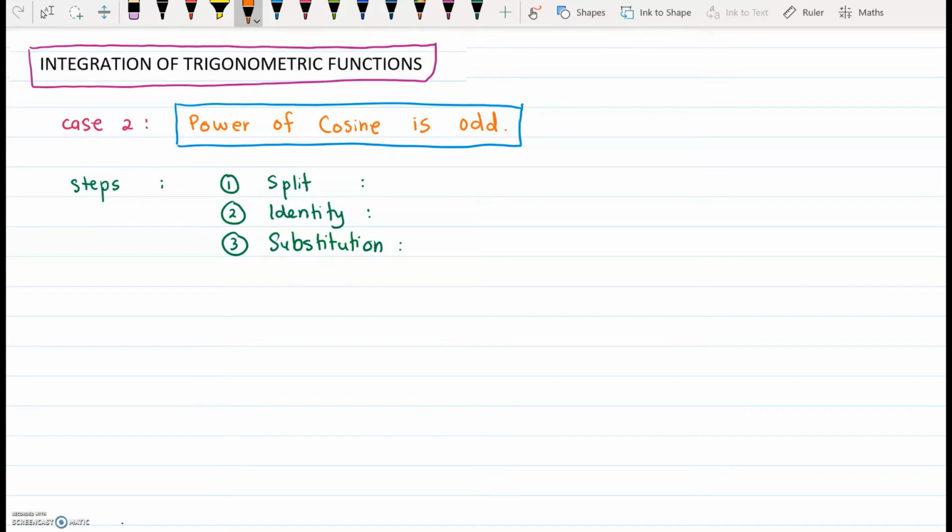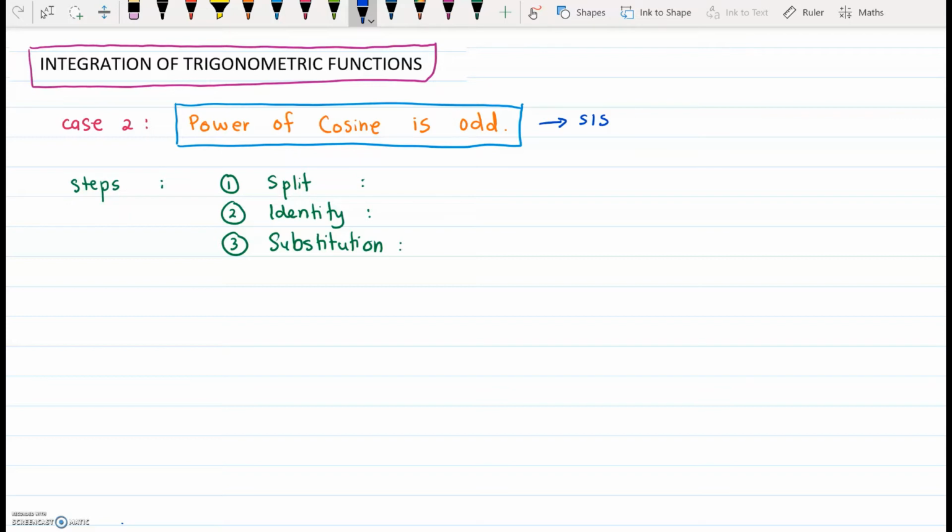Okay, here we have case 2, where the power of cosine is odd. For the power of cosine is odd, we will solve by using the SIS method, which is similar to case 1. Alright, so here we have 3 steps. The first one you will split, the second one you will use identity, and the third one will be the substitution. What are the things that you need to split?